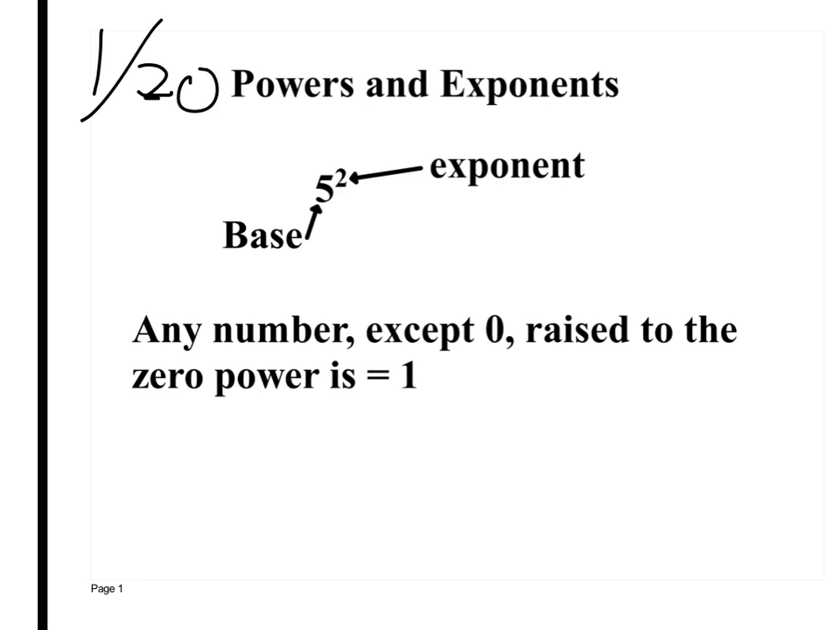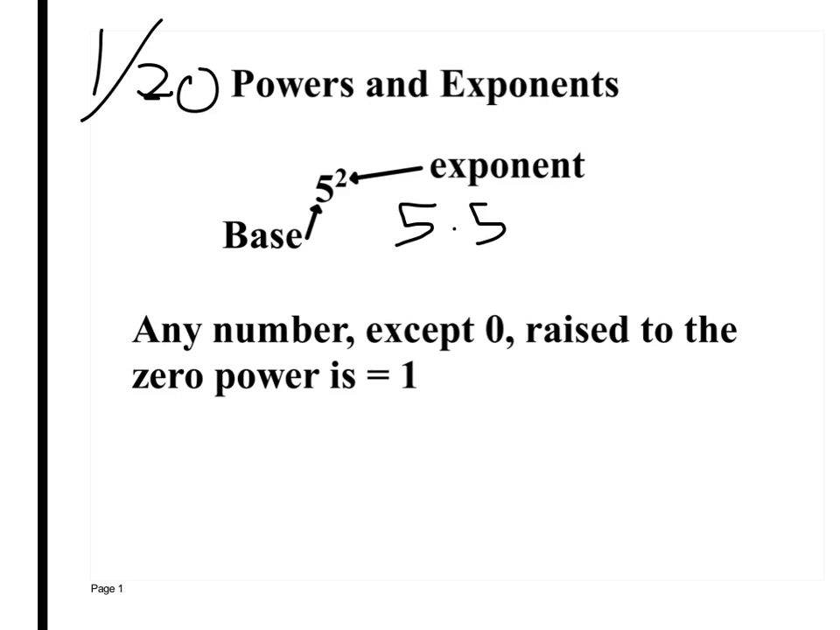A common misconception I found is that a lot of people will make this 5 times 2. If I want 5 times 2, I'd write it like this, how we've done it all year, or like this. Why would I write it differently if I want you to do the same thing? This is not 5 times 2. It's 5 times 5. You take the base and you multiply it by itself.